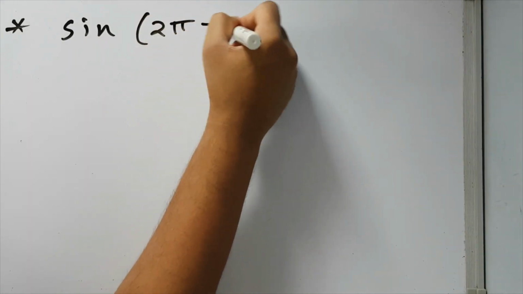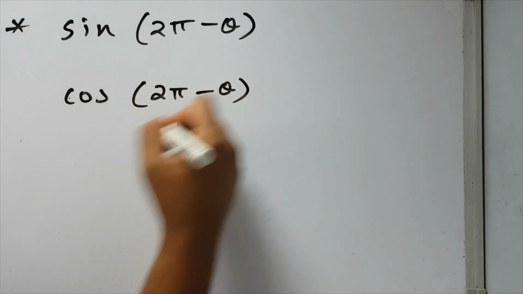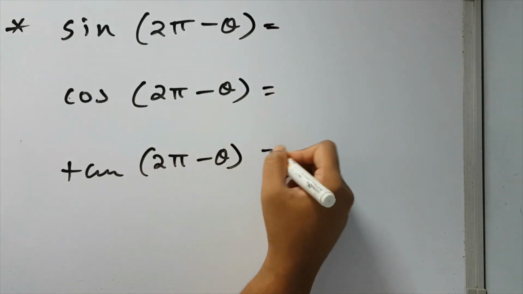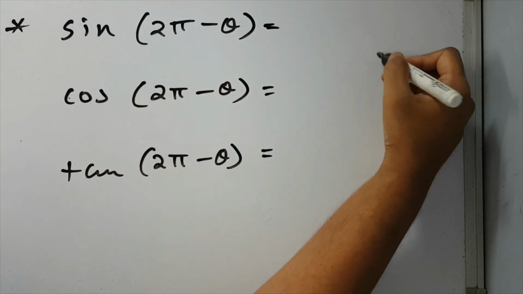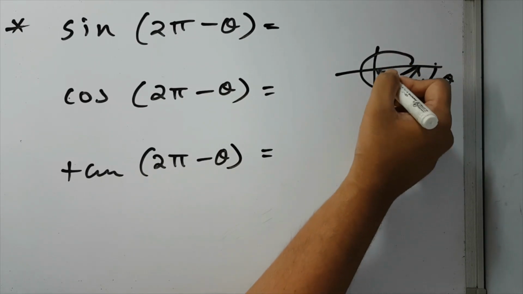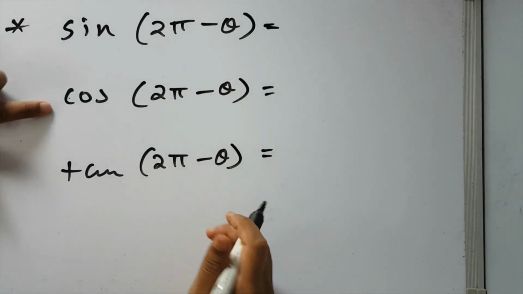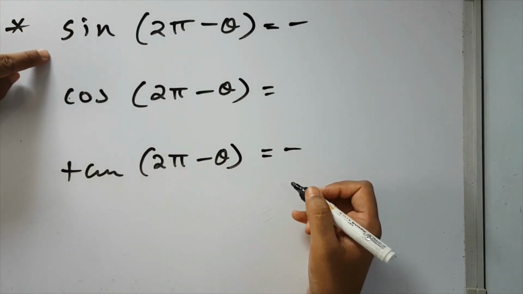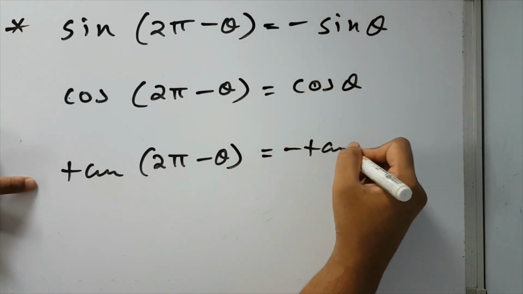Sine of 2 pi minus theta, this is 360 minus theta, cos of 2 pi minus theta, tan of 2 pi minus theta. Which quadrant is this in? You rotate by 2 pi, 360 degrees, and then turn back by theta, so you're in the fourth quadrant. In the fourth quadrant, cos is positive, sine and tan are negative, and since you have written in terms of 360, you don't have to change the function, so this would be minus sine theta, this would be cos theta, and this would be minus tan theta.